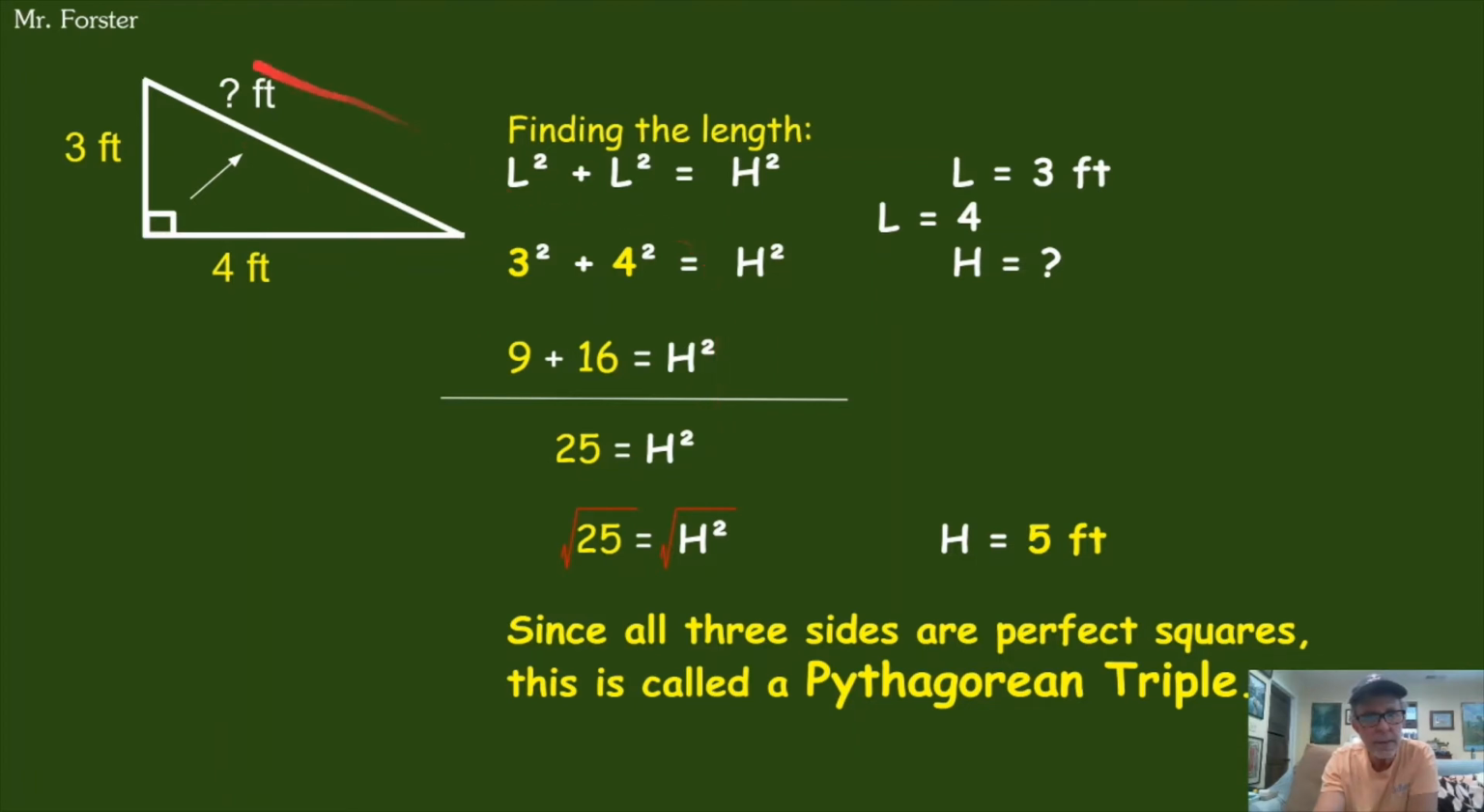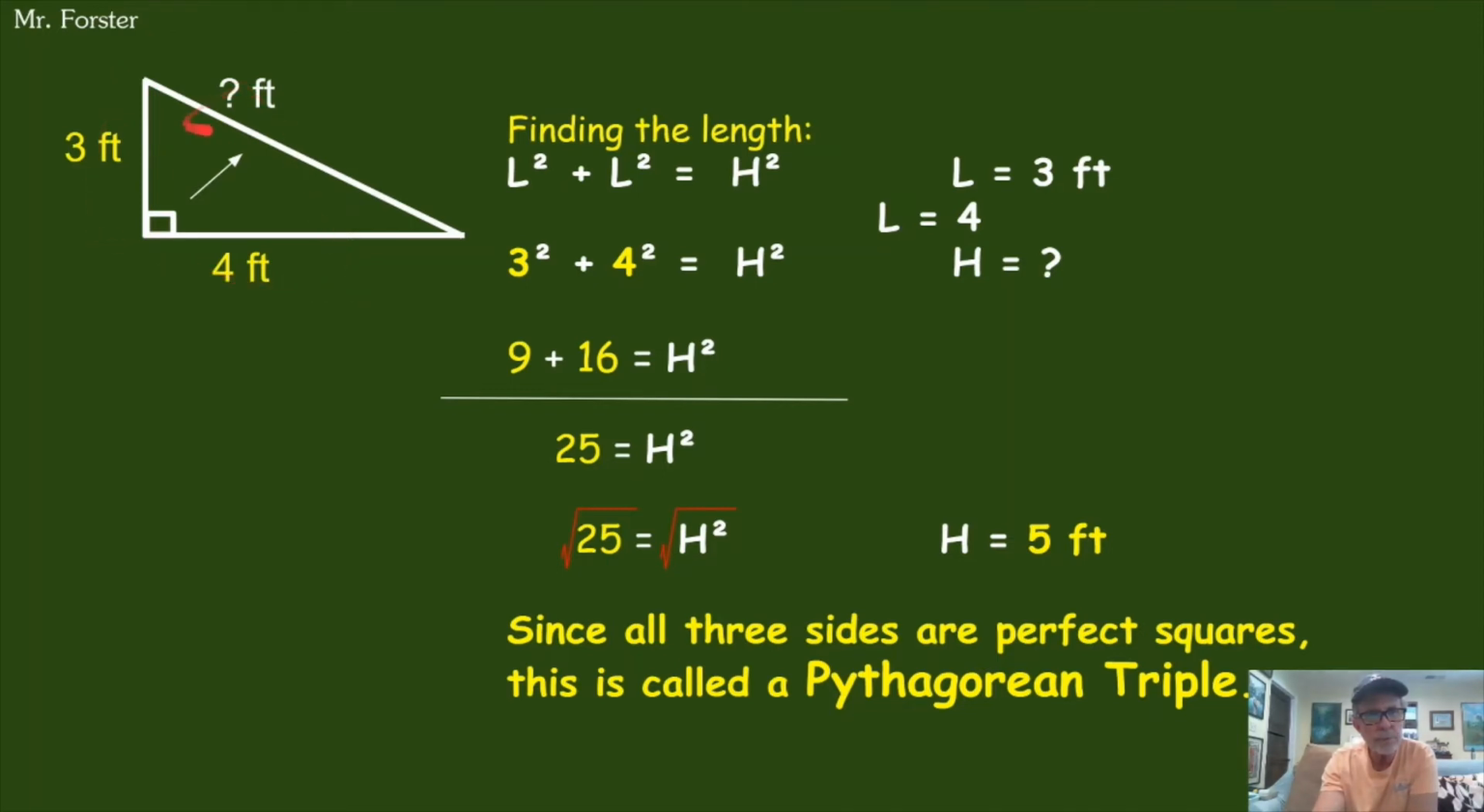I want to know what the length of the side is. So to do that, we have to do the square root of both sides. And the square root of 25 is 5. And the square root of h squared is h. And so we found this length here, 5 feet.